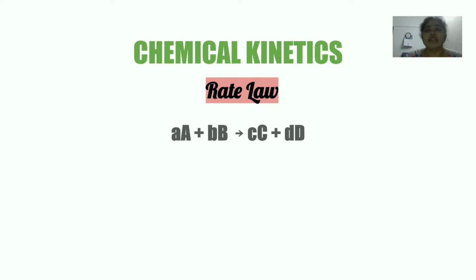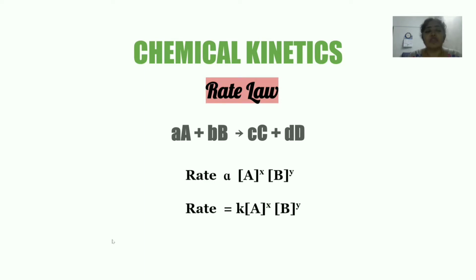So let us understand the rate law with the help of this general equation. If I have a molecular equation which is written as aA plus bB forming cC plus dD, then the rate law says that the rate of this particular reaction is proportional to the concentration of A raised to x into the concentration of B raised to y. So you can see here the rate is proportional to the concentration of the reactants. Okay, and here there are two reactants A and B. So these concentrations of reactants are raised to some powers x and y.